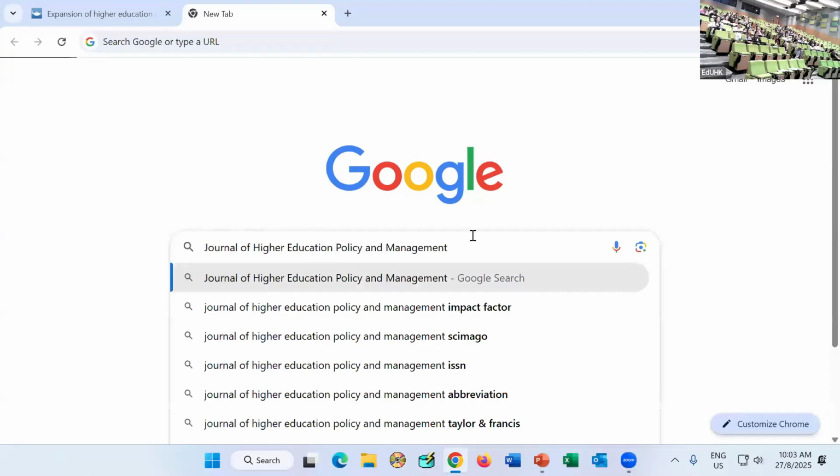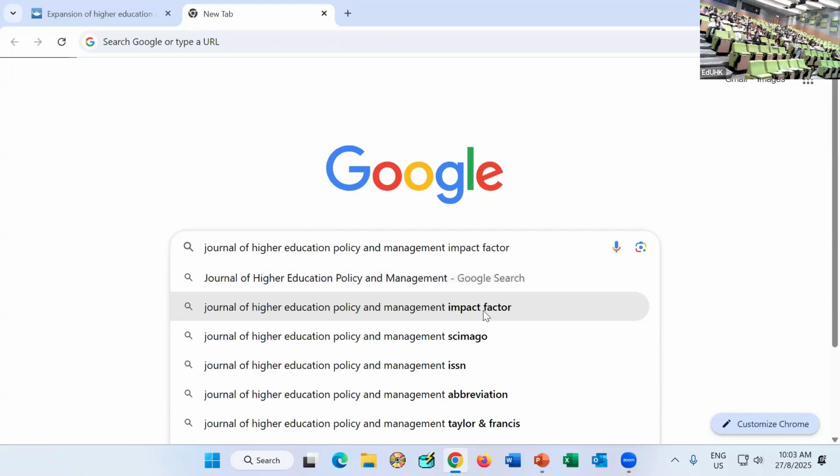I just copy that, and so I paste. The thing is, you can search for the impact factor. You know, impact factor is like the report card for that journal. So there will be a number given to that journal. The higher the number, the more impactful the journal should be. And let's check.